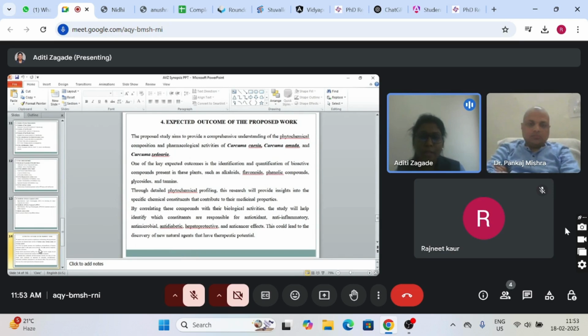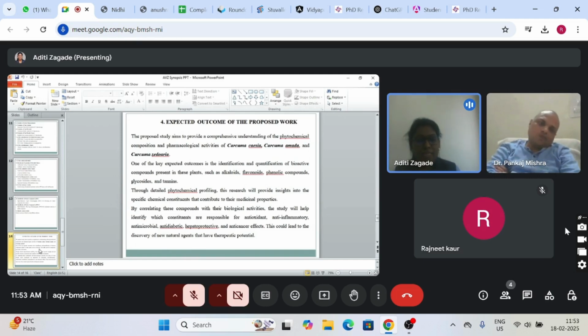and Curcuma xanthorrhiza. One of the key expected outcomes is the identification and quantification of bioactive compounds present in these plants such as alkaloids, flavonoids, phenolic compounds, glycosides, and tannins. Through detailed phytochemical profiling, this research will provide insights into the specific chemical constituents that contribute to their medicinal properties that are used in different kinds of diseases or disorders.